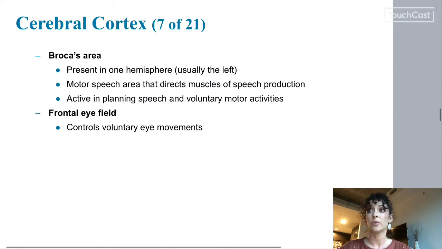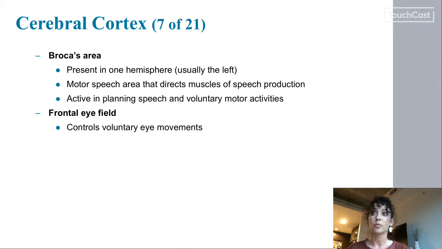This Broca's area that we talked about is present in one hemisphere, I say usually the left, and we'll talk about that a little bit. It seems kind of arbitrary, it should be one or the other, but it's not the same in every person. This is the motor speech area that directs the muscles of speech production, so how you are actually able to form and say the words. That's not understanding language, that's merely being able to articulate and speak and put those muscles and sounds together. Damage to Broca's area would render someone unable to communicate.